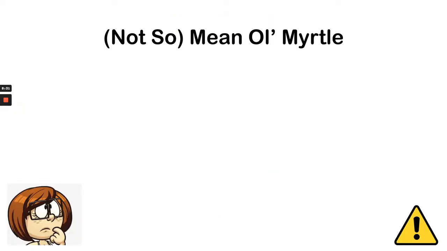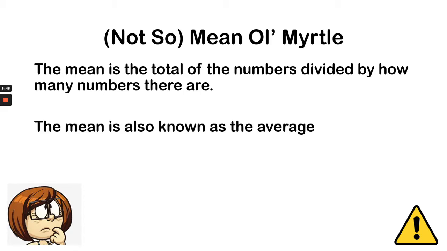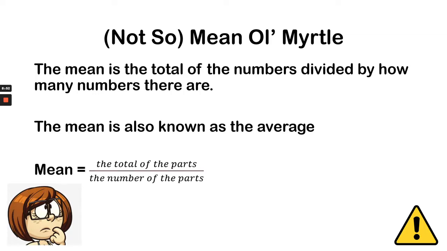All right, here's our new character for the week. This is Not So Mean Old Myrtle. Myrtle finds the mean of numbers. The mean is the total of the numbers divided by how many numbers there are. The mean is also known as the average. Mean is equal to the total of the parts divided by the number of parts.